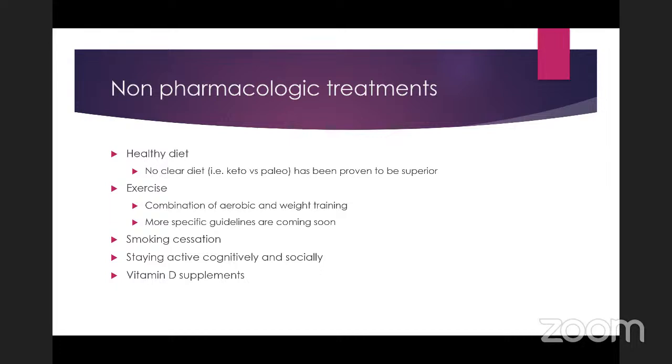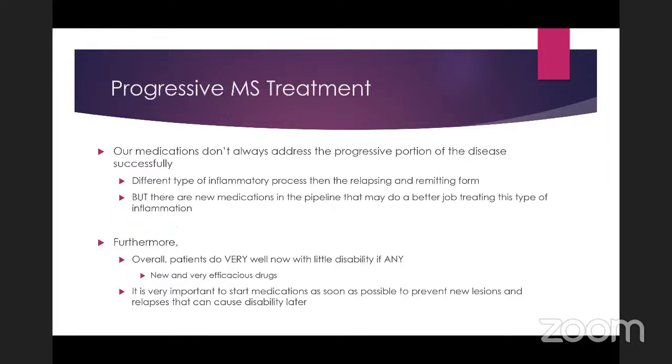Smoking cessation, again, just reducing any inflammation within the body that we can, is really important. Staying active cognitively and socially has also been shown to help MS, and vitamin D supplementation. Like we said, this vitamin helps regulate the immune system.